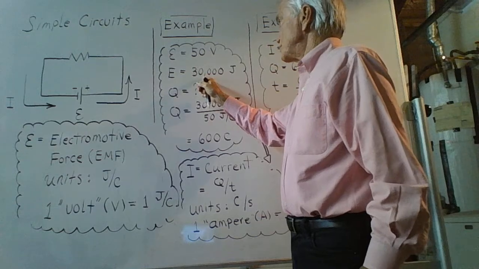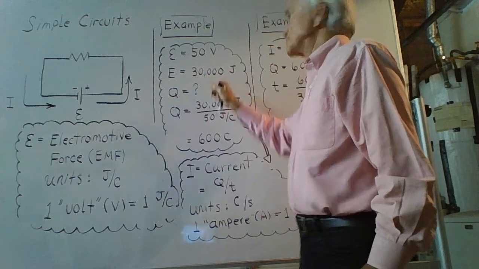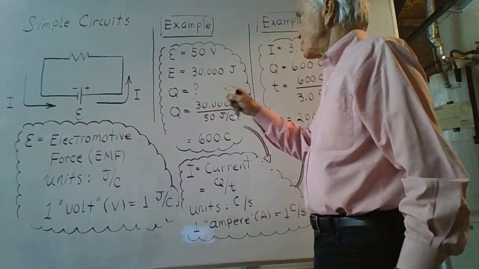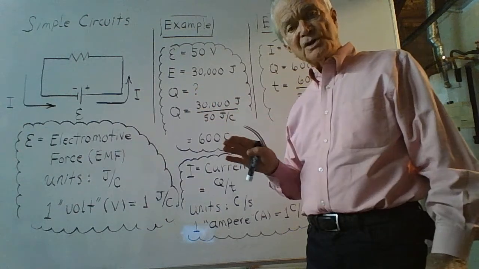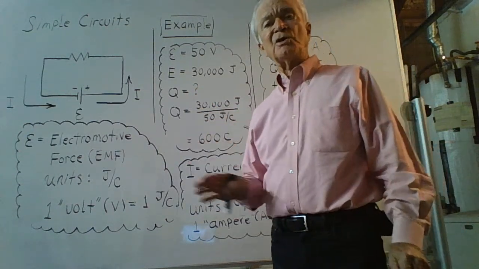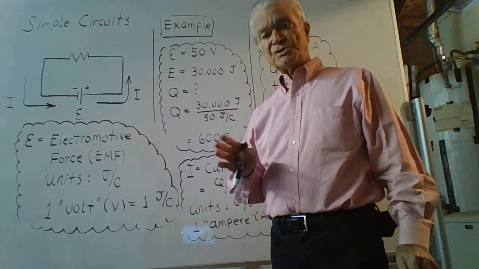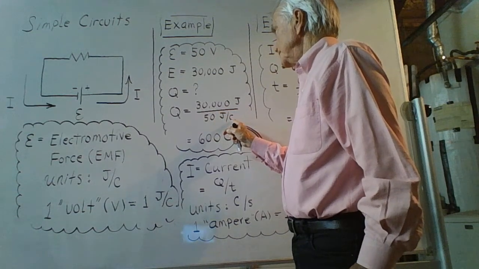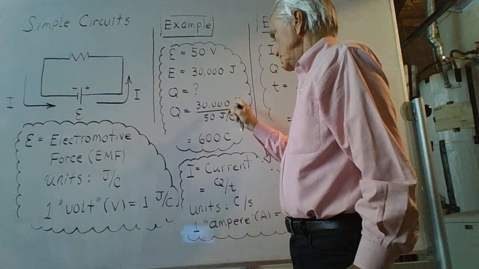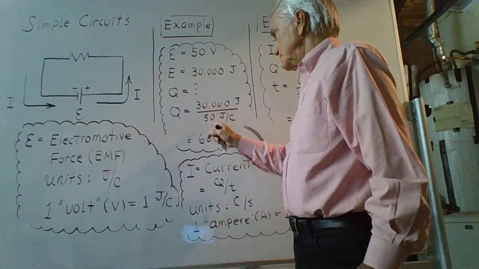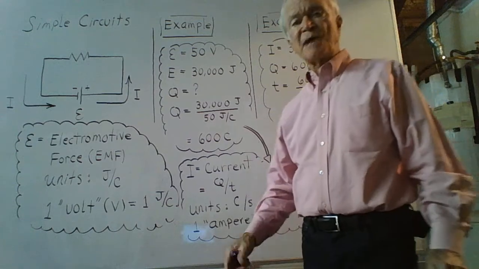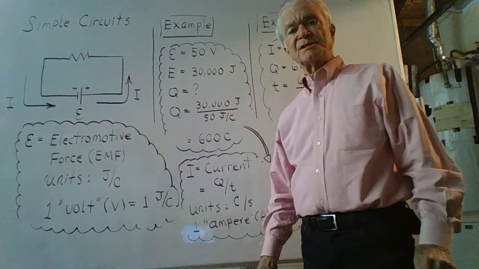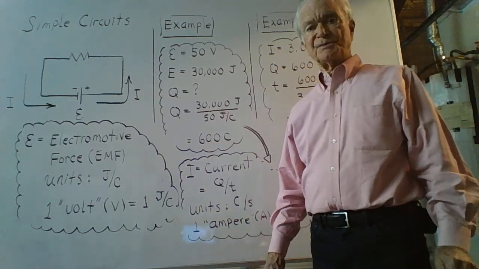Suppose the amount of energy stored in a new battery is 30,000 joules. Further, suppose that we wish to calculate how many coulombs of charge can be pushed out of the battery before all of the battery's energy is exhausted. Well, we lose energy at the rate of 50 joules per coulomb. We start with 30,000 joules, and so we do the division to get the following fact, that this battery will be dead after it's pushed 600 coulombs of charge out of it.